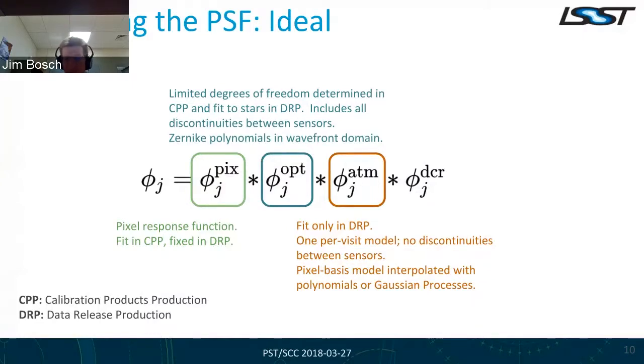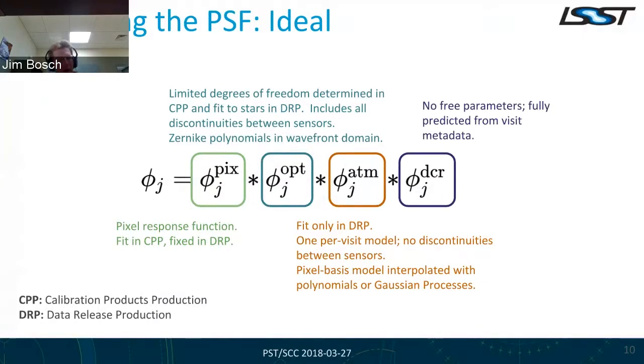or Gaussian processes. The last part, I think you could have considered part of the atmosphere, but it's worth calling out as being different because it has no free parameters and it has a very predictable wavelength dependence. And this is the DCR term, the differential chromatic refraction. This is something we can add into the PSF much as we would add in the pixel or the fixed part of the optics. And that gives us automatically one of our most important chromatic PSF effects.